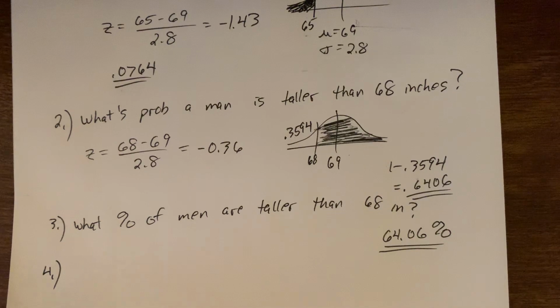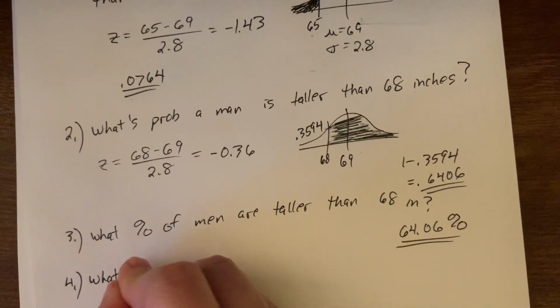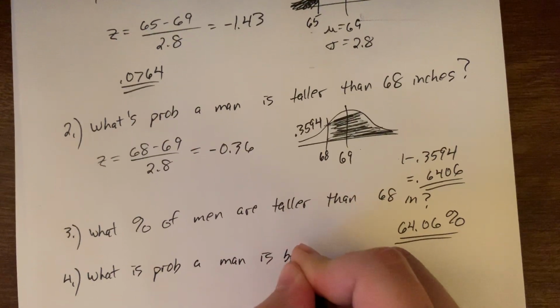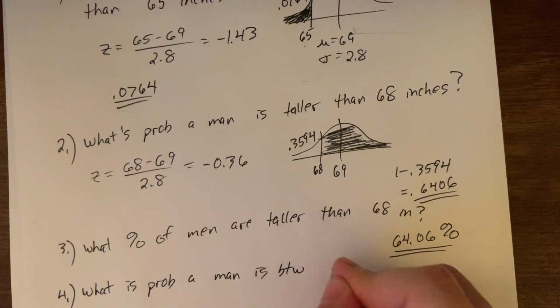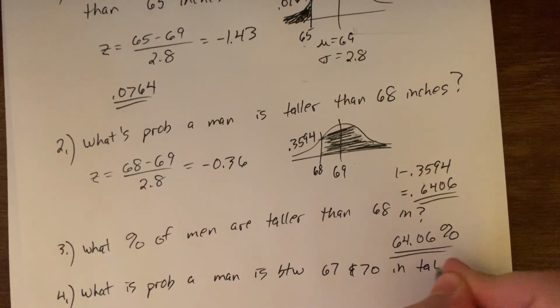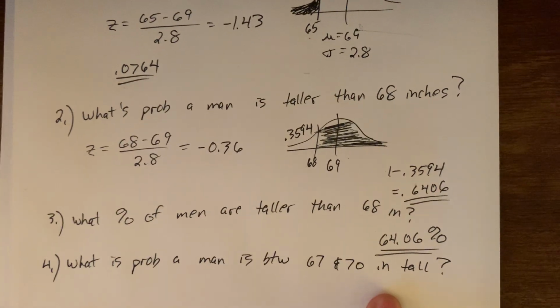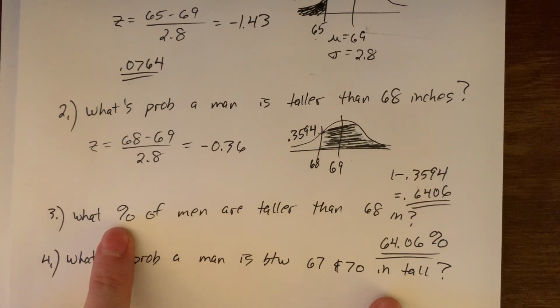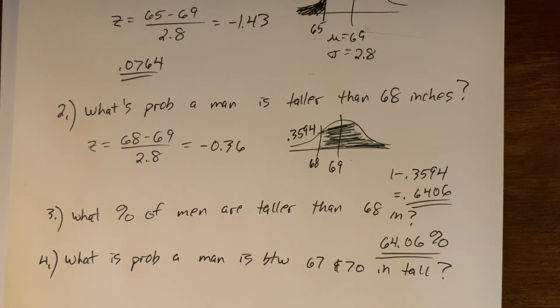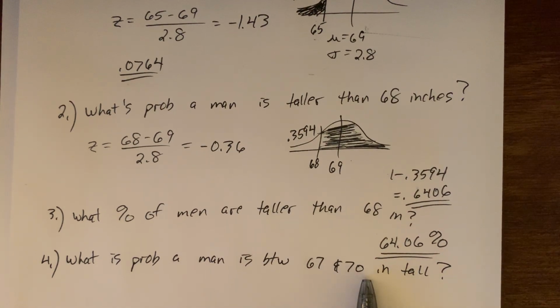Number 4, what is the probability a man is between, let's do 67 and 70 inches tall. Oh, I especially want to bring up the percentage because that's what we did in the empirical rule. So 64% of the time it happens means the probability is 0.64. Again, we're really starting to see a lot of ideas, how they overlap and just kind of show themselves in subtle variations.